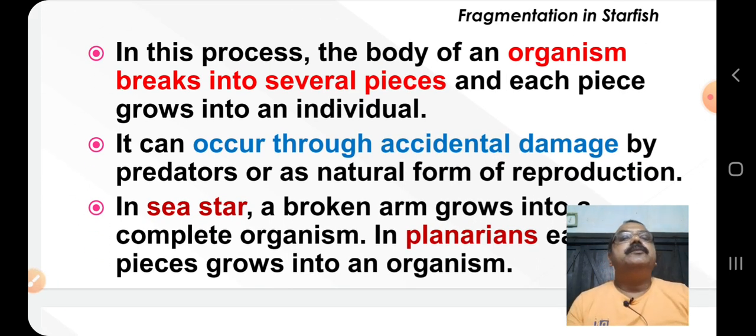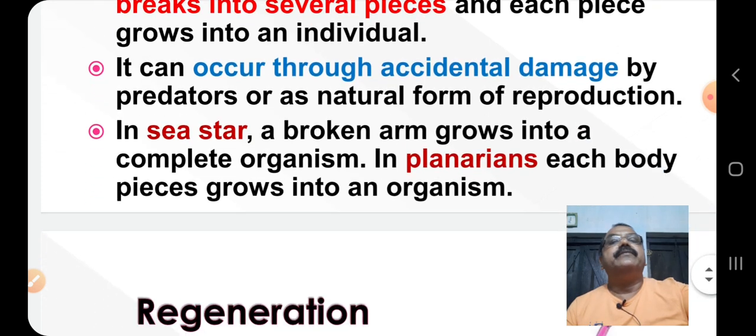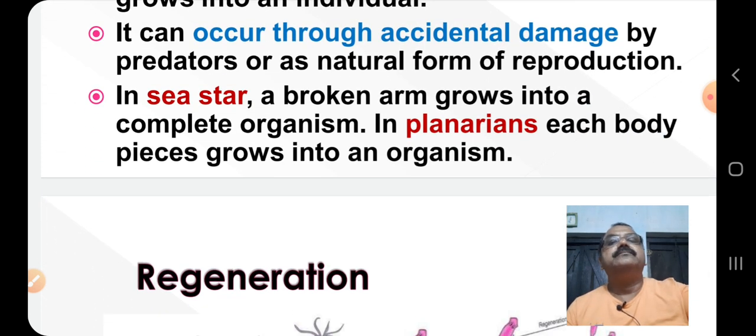In fragmentation, the parent body breaks into several pieces and each piece grows into an individual. It occurs through accidental damage by predators or as a natural form of reproduction. That means fragmentation may be natural or accidental. It is seen in case of starfish and planarians.